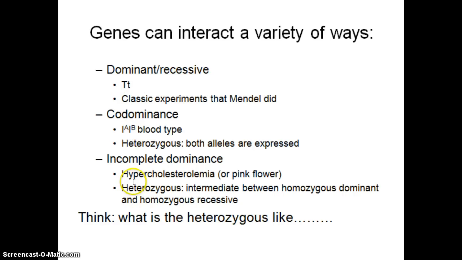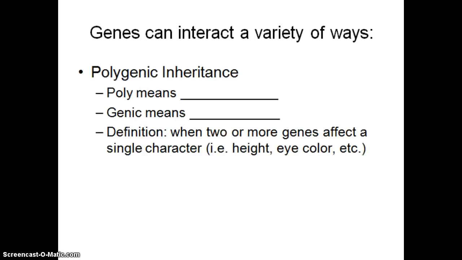In incomplete or intermediate inheritance, we see something in between. Okay, so it's something in between the homozygous dominant and the homozygous recessive. Another type of inheritance is polygenic.